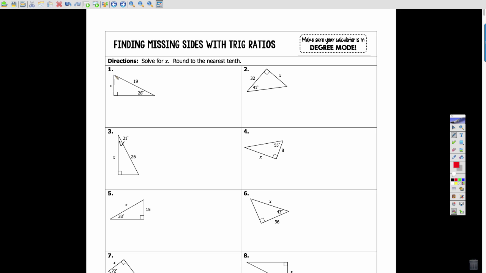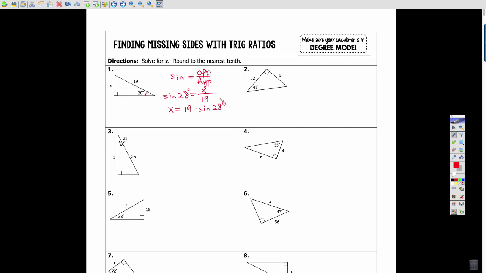So let's try this. I've got 19 on the hypotenuse. I've got 28 degrees. I've got the opposite leg. So obviously, opposite over hypotenuse is SOH, which is sine. If I plug it in, I would have sine 28 degrees equals opposite, which is x, over hypotenuse, which is 19. If I simplify it, I would have 19 times sine 28 degrees.